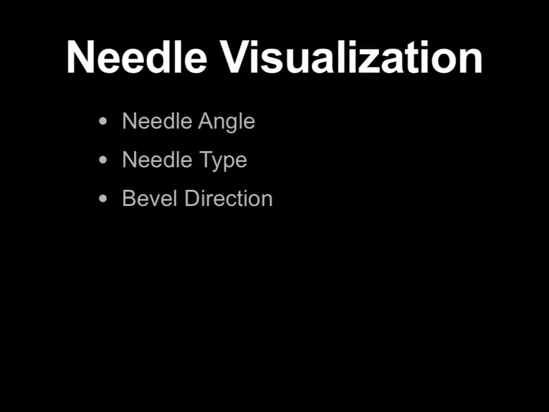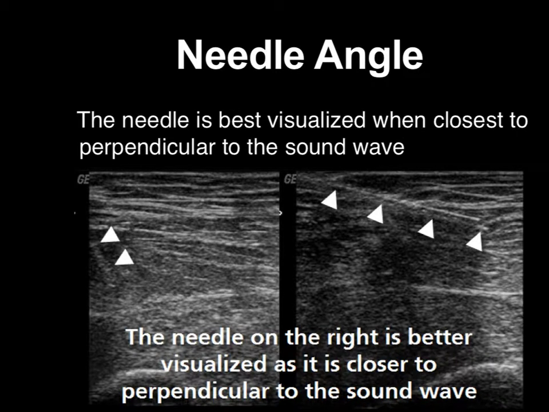So there are going to be things that are going to affect how the needle is visualized: the angle of the needle entry, what type of needle, and what the bevel direction is. Keep in mind that the needle is going to be best visualized when it's closest to perpendicular to the sound wave. Here you can see the needle much better. This needle is being entered at an angle that's closer to perpendicular to the sound wave as opposed to this one.